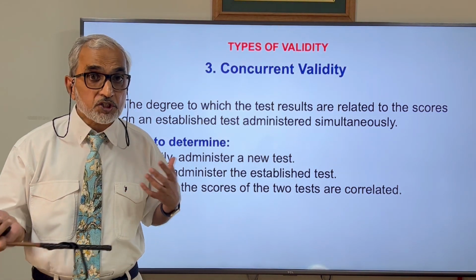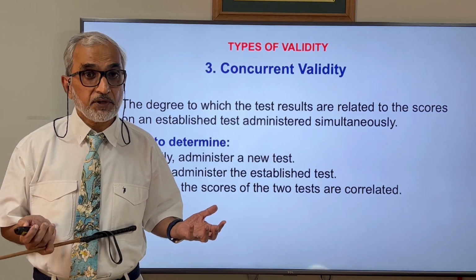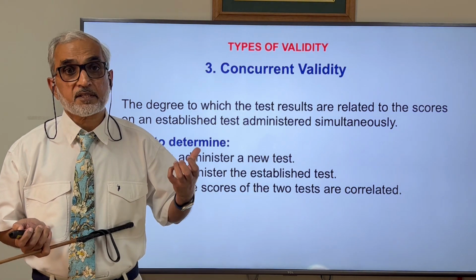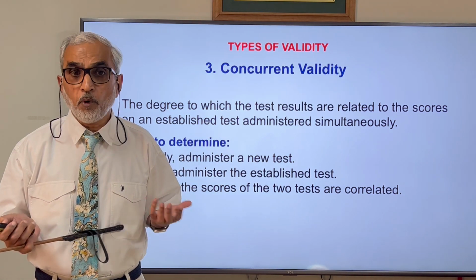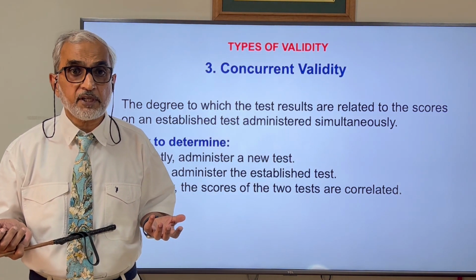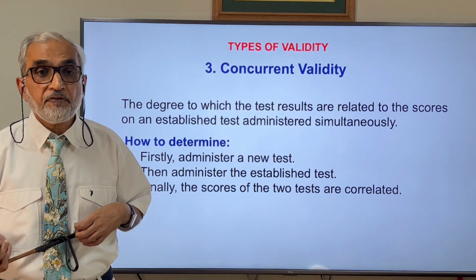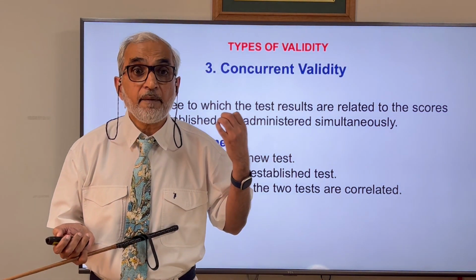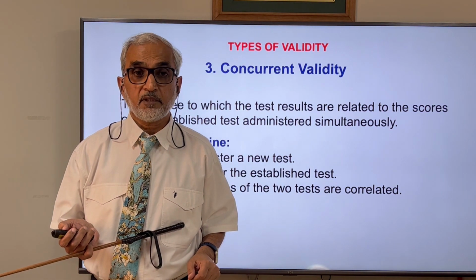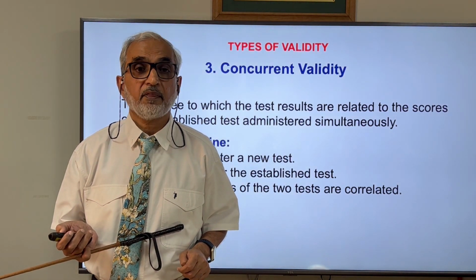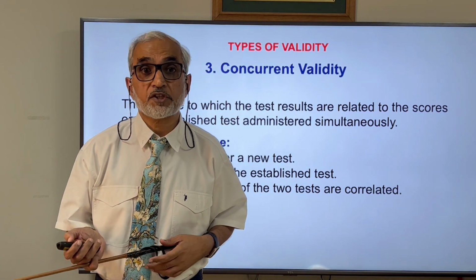Now if the scores correlate, then we can say that the new test has high concurrent validity, or simply both tests have high concurrent validity. It means this thing, if we can administer the same test or the other test to a group of students, we are pretty confident that they are going to score the same.